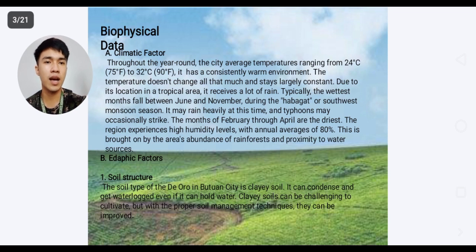The region experiences high humidity levels with an annual average of 80%. This is brought on by the area's abundance of rainforest and proximity to water sources. Geographic factors. Number 1. Soil structure. The soil type of Oro in Butuan City is clay soil. It can condense and get waterlogged even if it can hold water. Clay soils can be challenging to cultivate, but with proper soil management techniques, they can be improved.